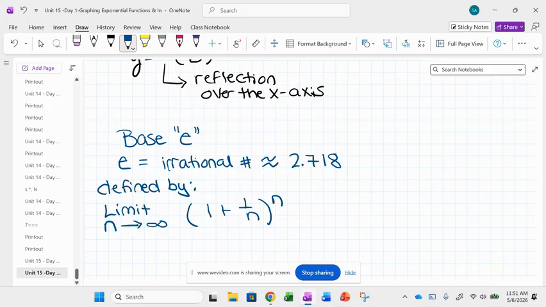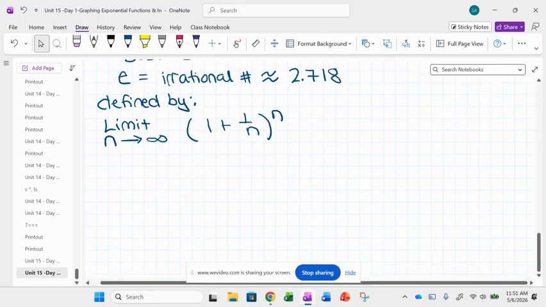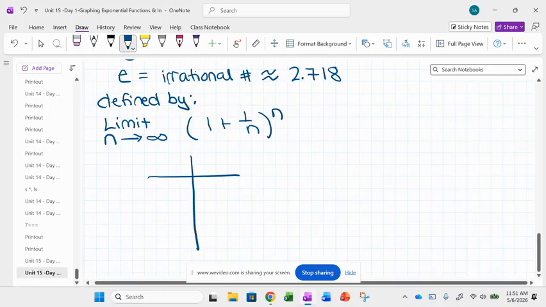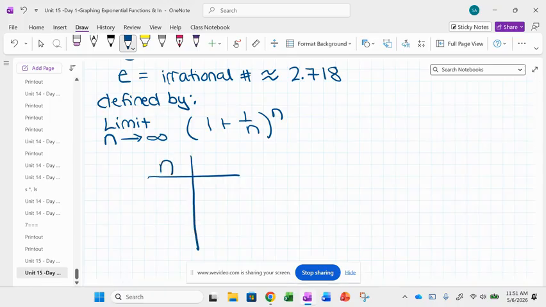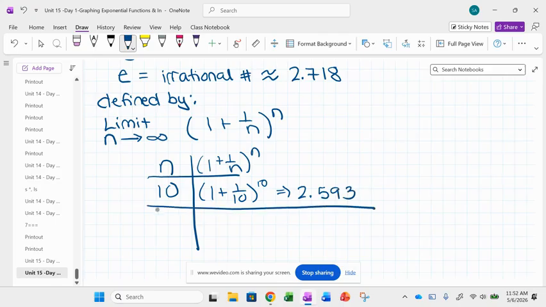So it's not a certain number plugging in for n. It's just saying, as n is getting bigger and bigger, what number is it trending towards? Where is it heading? If we set up a chart and plug in different numbers for n, let's start off with 10. This would be 1 plus 1 over 10 to the 10th power. That's going to give us 2.593.